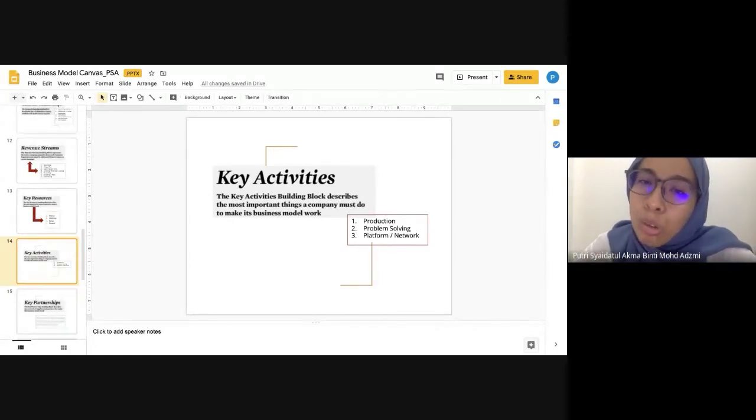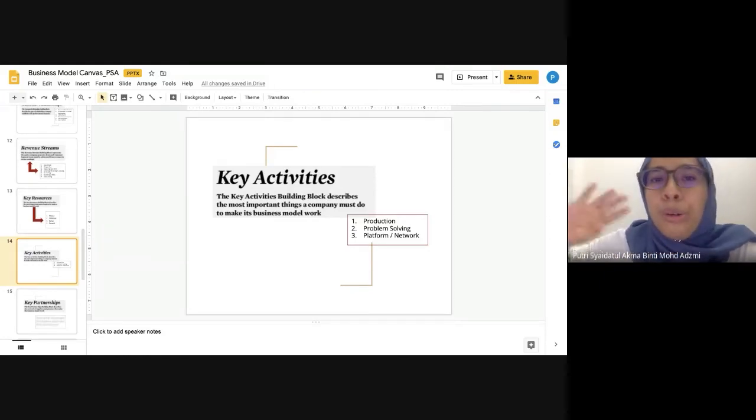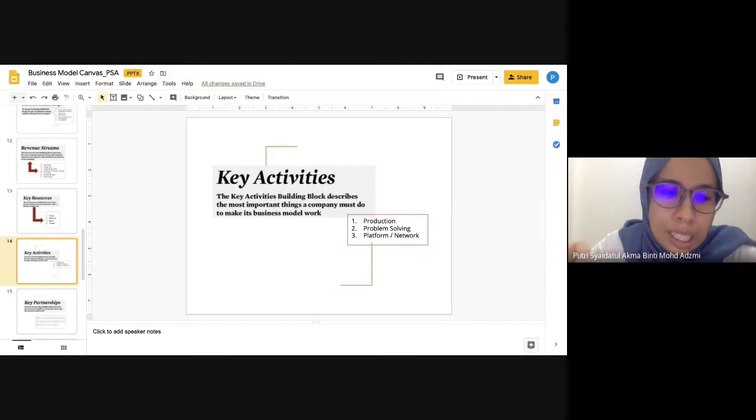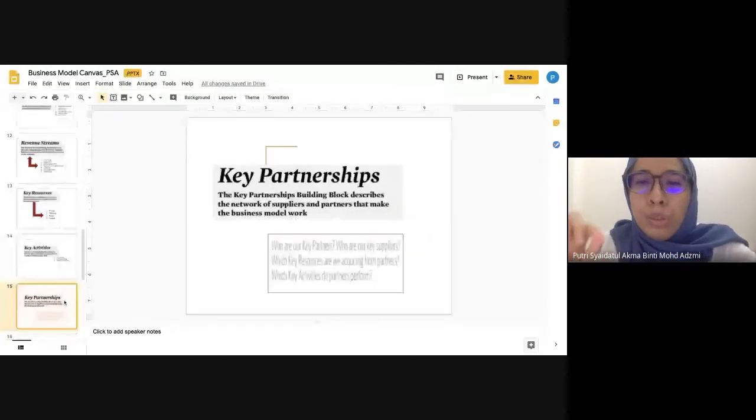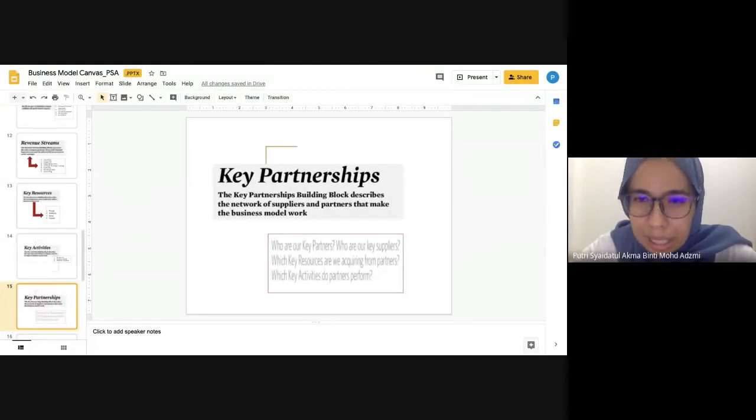So that should also be included in your key activities. Therefore, you must be able to connect your key activities back to how you reach out to your customer. Once you are able to list your key activities, then you will be able to list your key partners.